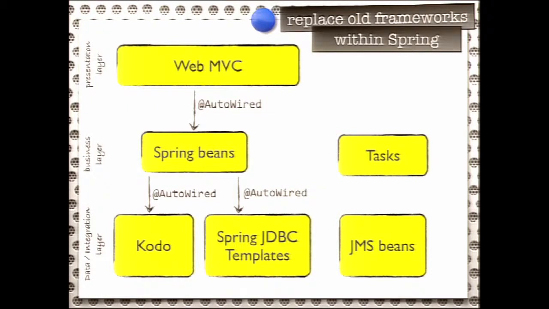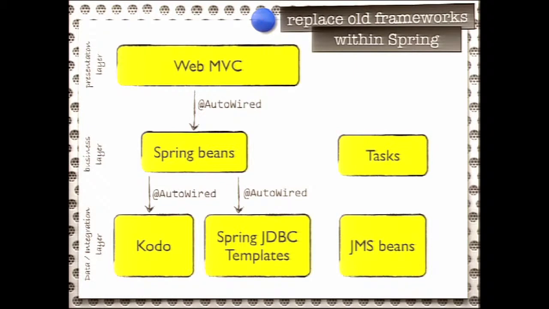Besides that, of course, we use some Spring Beans. That's just our dependency injection. That's where most of our business logic probably lies. And maybe we use some Spring JDBC templates next to our object relational mapping framework. Maybe some JMS and some other frameworks maybe.